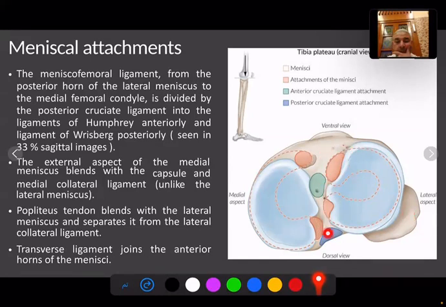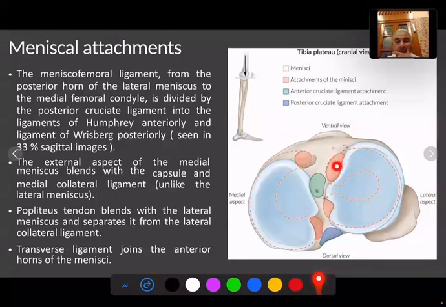This is the intercondylar notch with the anterior cruciate ligament in the anterior aspect. This is the origin of them, and this is the posterior cruciate ligament. The anterior horn of both menisci is attached to the anterior part of the intercondylar notch, with the anterior horn of the medial meniscus anterior to the anterior horn of the lateral meniscus. And the posterior horn of the medial meniscus is anterior to the posterior cruciate ligament and posterior to the attachment of the anterior horn of the lateral meniscus.